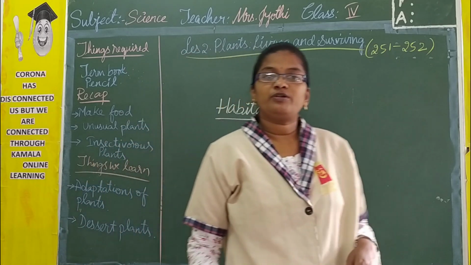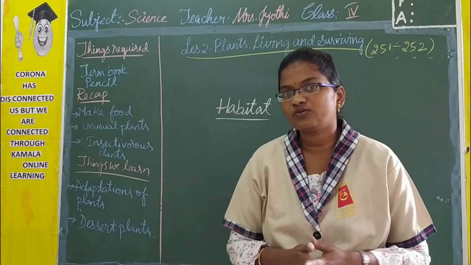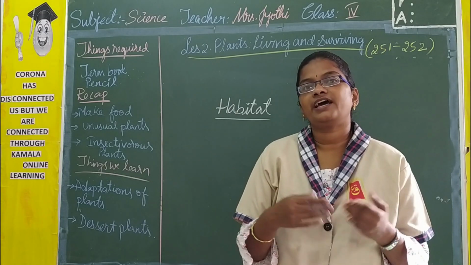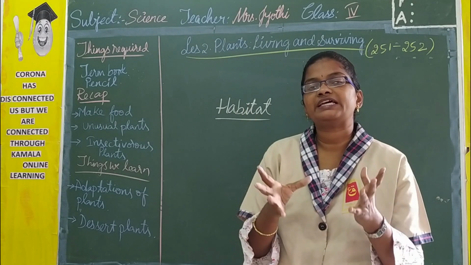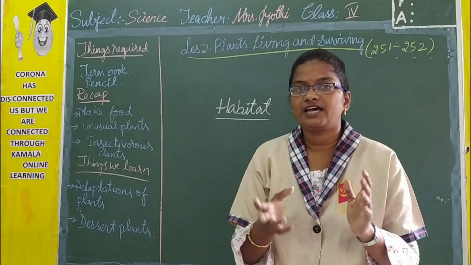Where can human beings live? Can they live in air? No. Can they live inside the water? No. They live on land. So that is their habitat. Wherever the place is suitable for a living thing to grow is called its habitat.